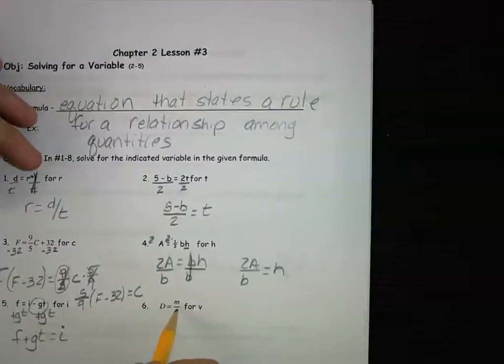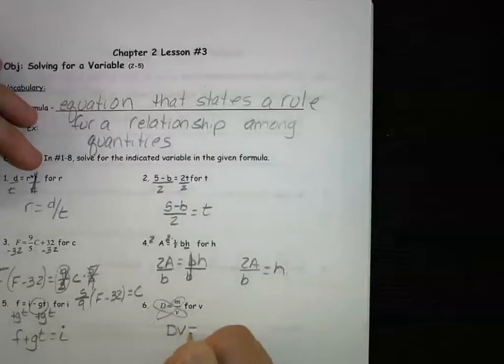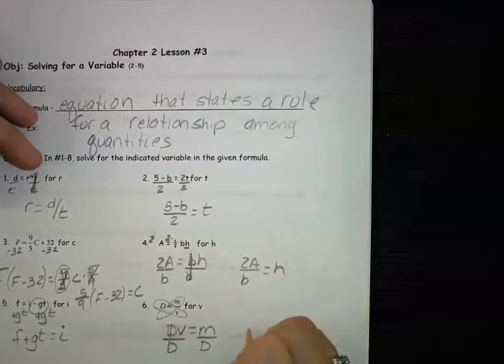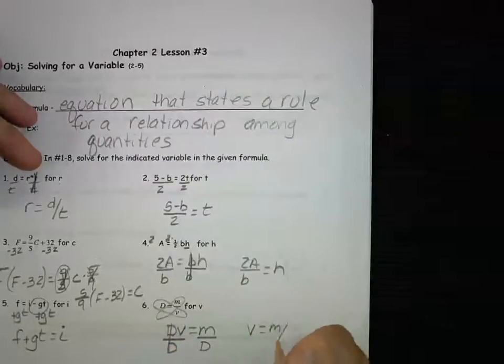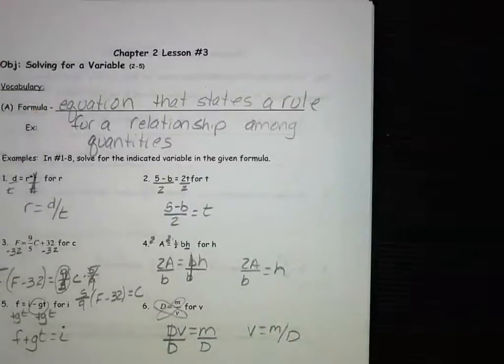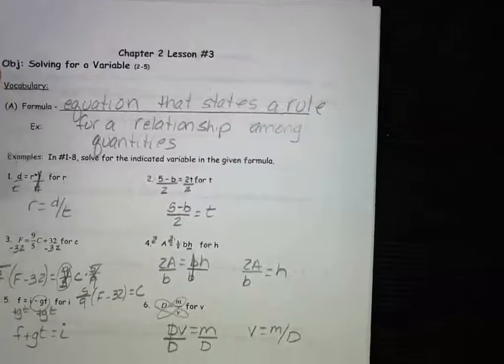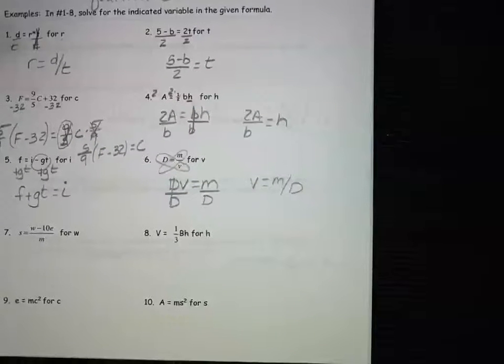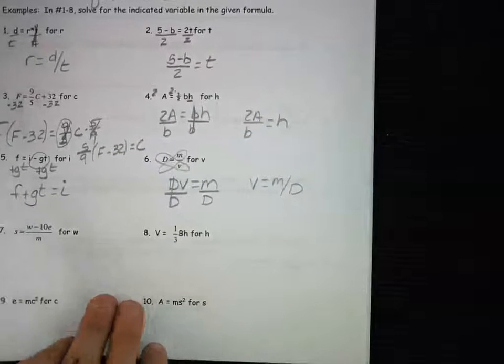Number 6, first thing we need to do is cross multiply, and when you do that, you will have dv equals m, and we're trying to get the v by itself. You divide by d, those cancel, and you are left with v equals m over d. And I think that's the formula for density, mass, and volume, maybe? I think that's the formula for density.